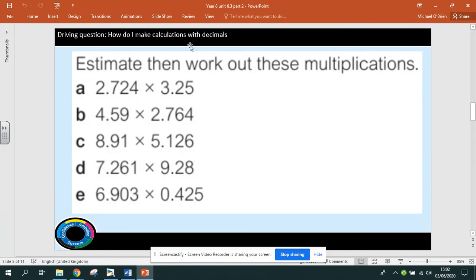Okay, so we have done some division. It's now time to do a little bit of long multiplication. So do an estimate for each first, then work out your answer.